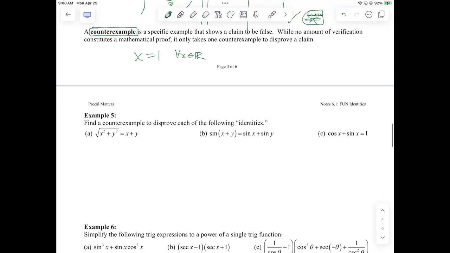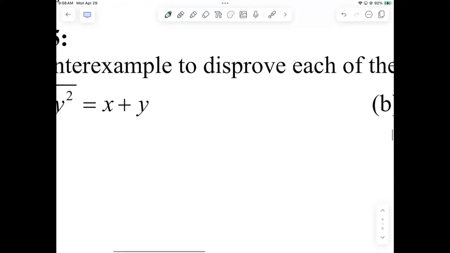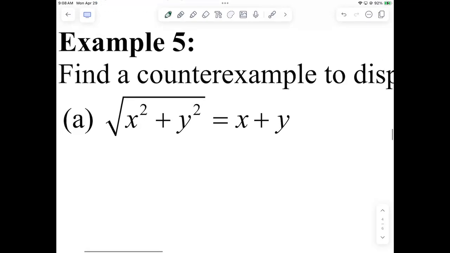Okay? A counterexample. Let's find some counterexamples to disprove the following quote unquote identities. You know what it means when we have identities in quotations? It means that it's not really an identity, right? It's a fake identity. These are some things that students try over the years. Is it true that the square root of x squared plus y squared equals x plus y? Is that true? No. Have any of y'all here ever tried to do that?